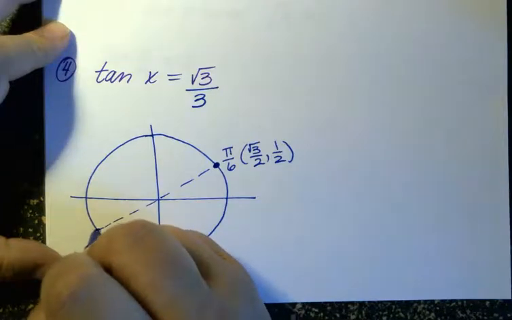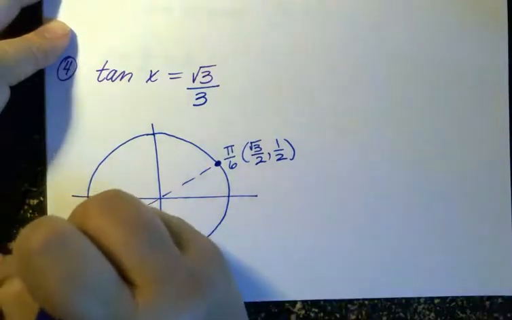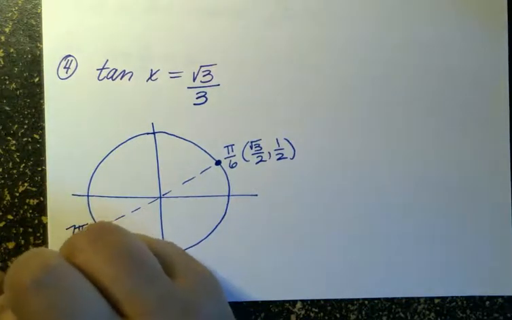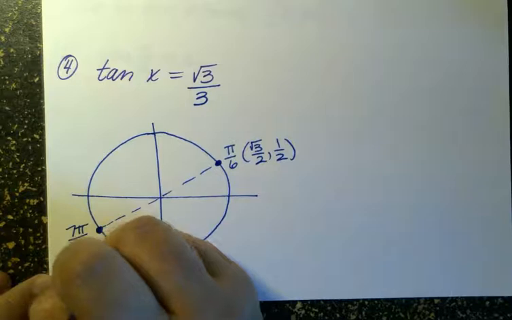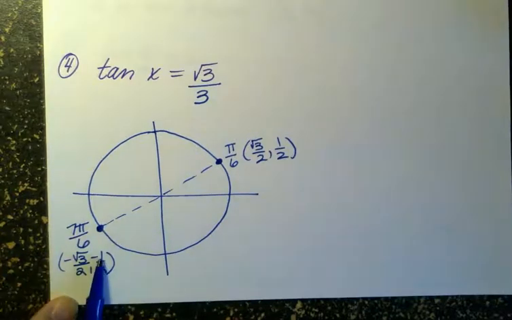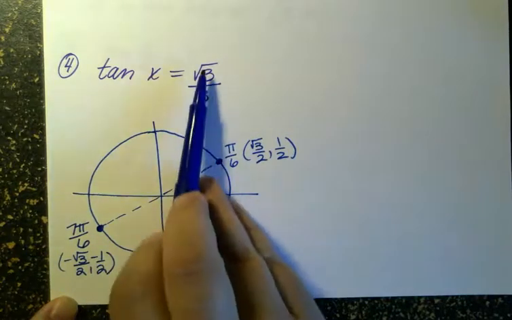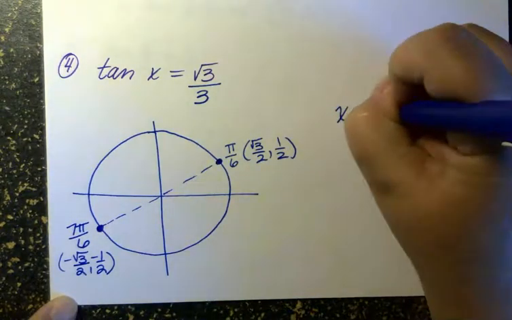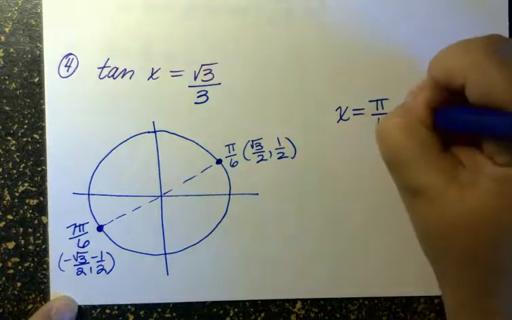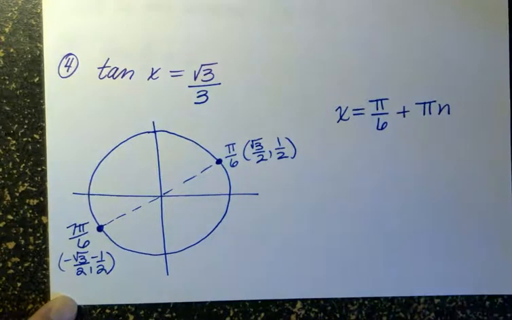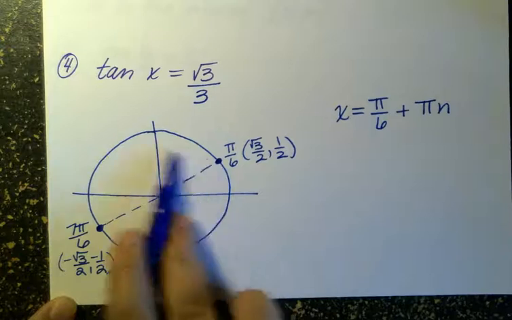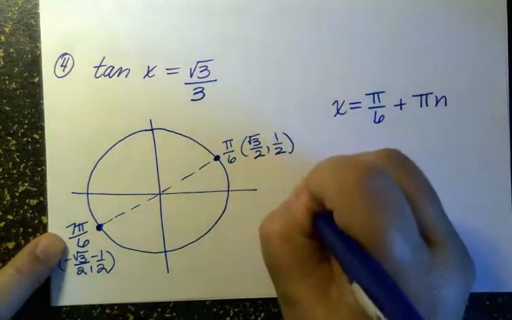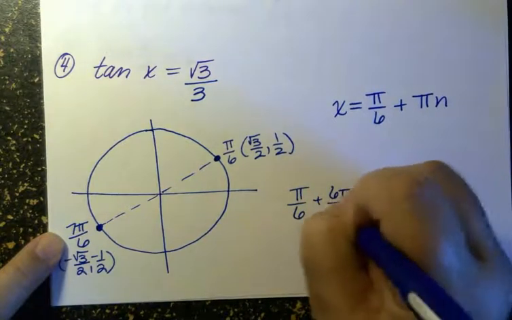And I come over here directly across from that, 180 from there, and I'm at 7 pi over 6, where it's negative root 3 over 2, negative 1/2. Okay, and again, negative 1 over negative root 3 rationalizes as root 3 over 3. So I'm going to say x equals pi over 6, and then I'm going to say plus pi times n. 1 pi times n, not 2 pi times n. And since that covers this point, because if I take pi over 6 and add 1 pi, that's the same as adding, this is 1 pi.